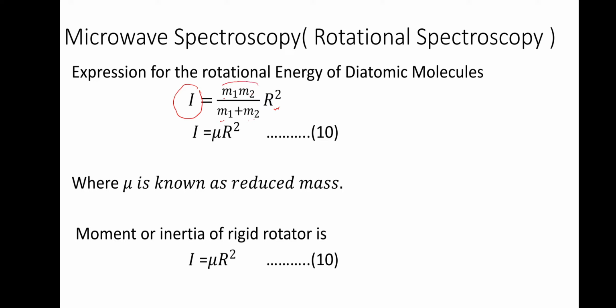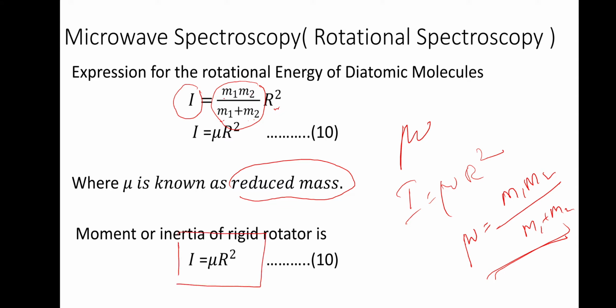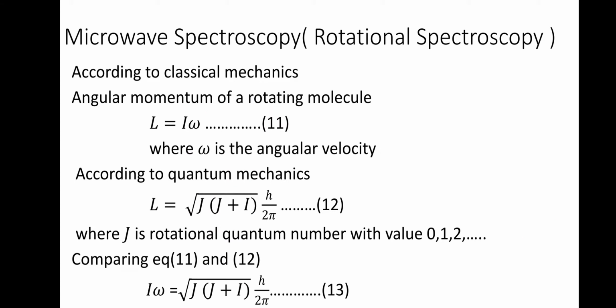And this term we can substitute by the term mu, Greek letter. So I will be equal to mu r square, and mu is known by the name reduced mass. What is reduced mass? Mu is equal to m1 m2 divided by m1 plus m2. Okay, so moment of inertia of a rigid rotator we can write as I is equal to mu r square. This you have to keep in mind.